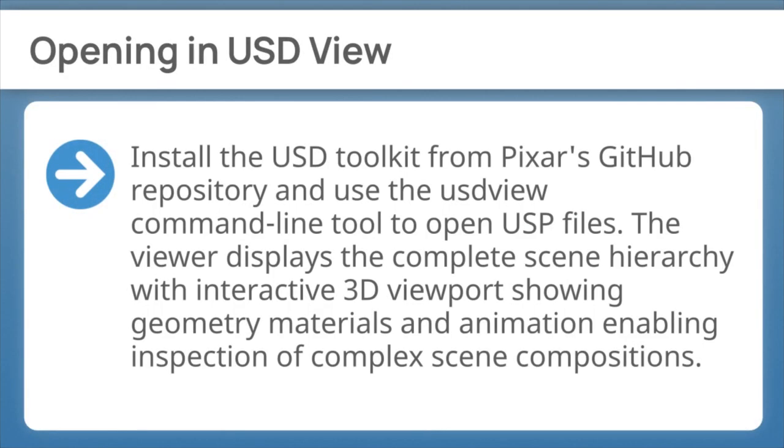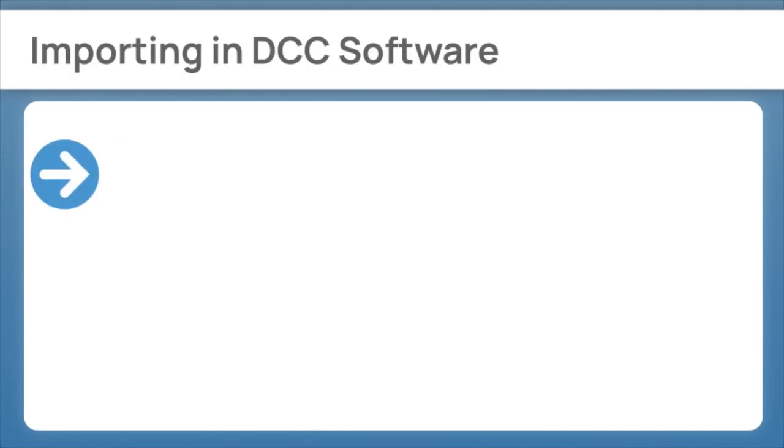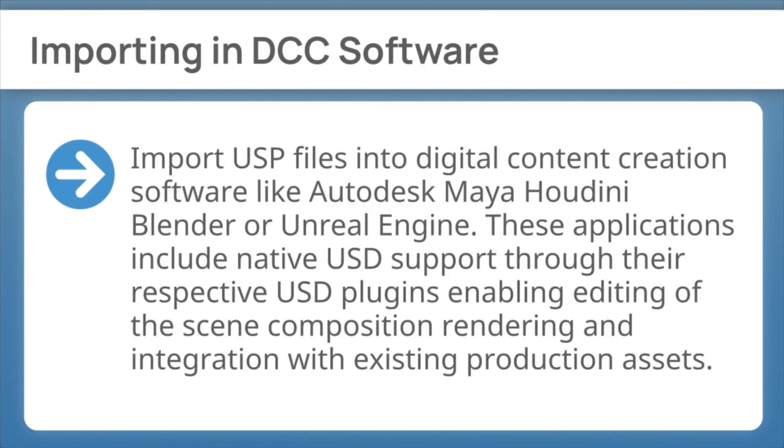Install the USD toolkit from Pixar's GitHub repository and use the USD View command line tool to open USP files. The viewer displays the complete scene hierarchy with an interactive 3D viewport showing geometry, materials, and animation, enabling inspection of complex scene compositions. Next, importing in DCC software.